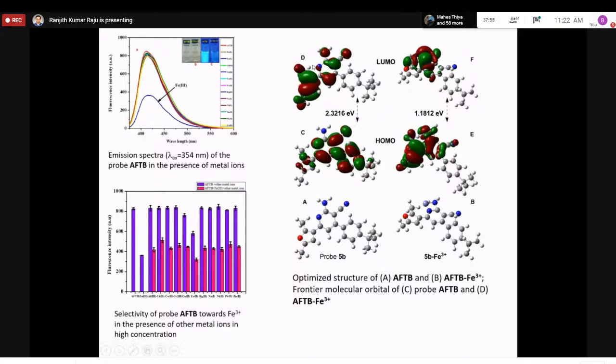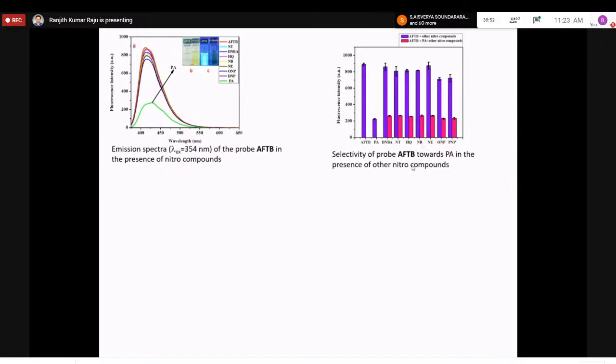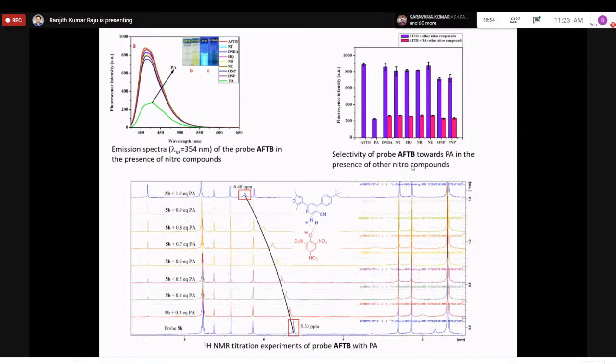The HOMO-LUMO pictures are here, and you can see there is picric acid. While proposing the mechanism of quenching, we thought that there can be hydrogen bonding between these nitrogen hydrogens and the oxygen of the picric acid. Because of that, the ICT is quenched, and the fluorescence is again quenched.